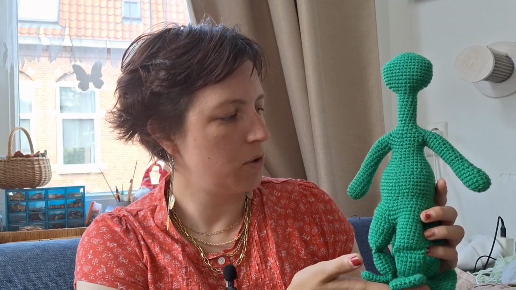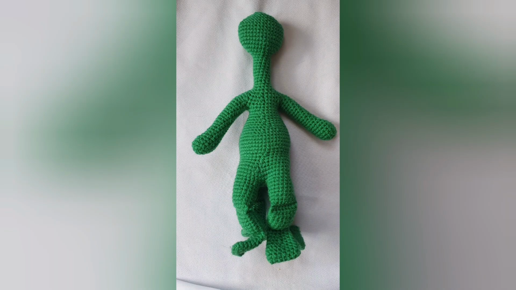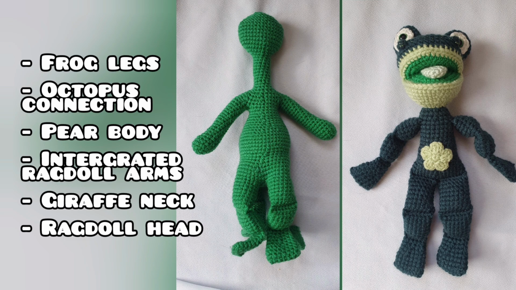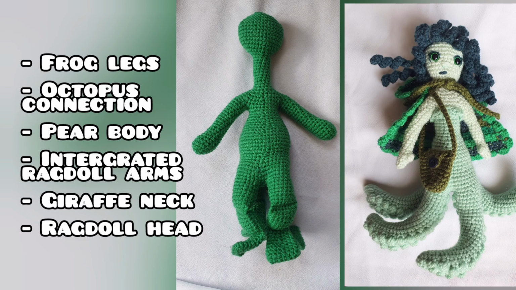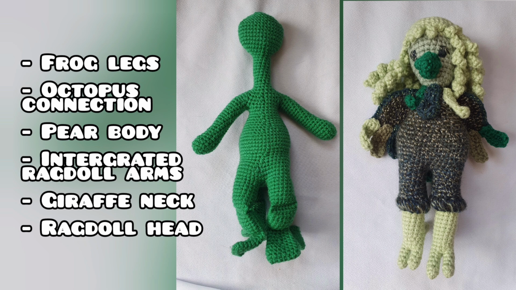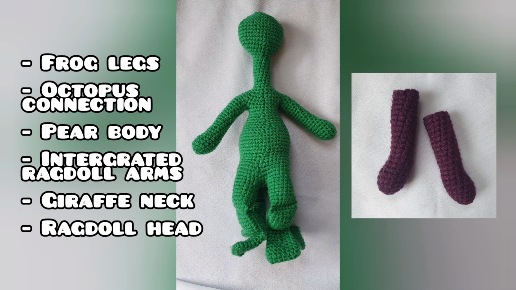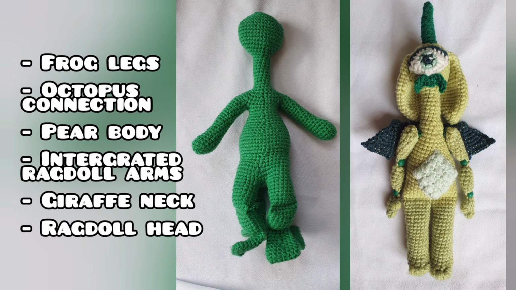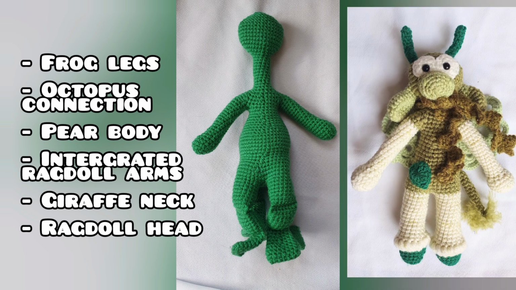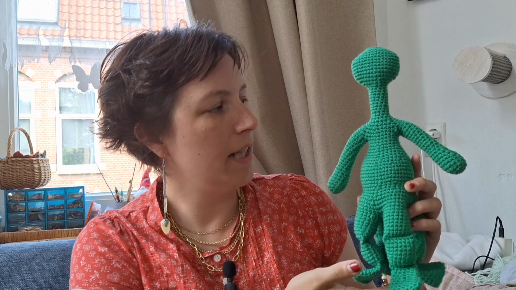I wanted yarn chicken, but it was so close. So yeah, let's do a comparison. Our naked boy has frog legs, octopus connection, bare body, integrated ragdoll arms, never used before, giraffe neck, and a ragdoll head. And that's him. I am really happy with this.